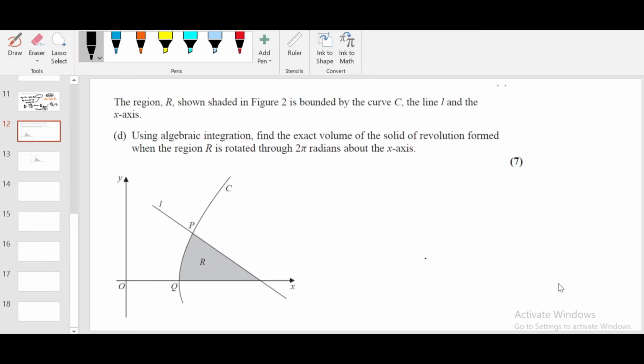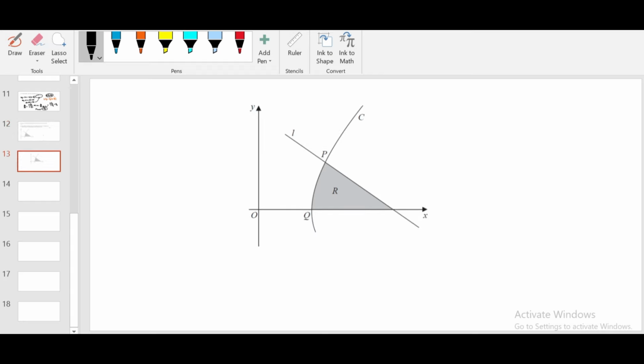Part D is a 7-mark question, finding the volume of the solid of revolution. The question says the region R is bounded by the curved line on the x-axis, as you can see from the figure. Part D says using algebraic integration, find the exact volume of the solid of revolution formed when the region R is rotated 2 pi radians about the x-axis. So I'm going to put the figure here just to explain this. Now we are going to rotate this figure. So what I'm going to do, I'm going to divide this figure into 2 shapes.